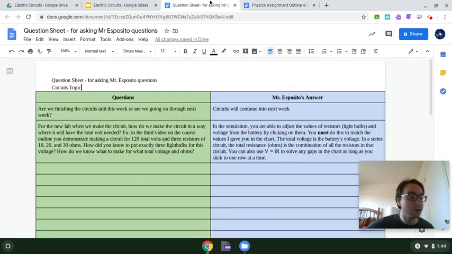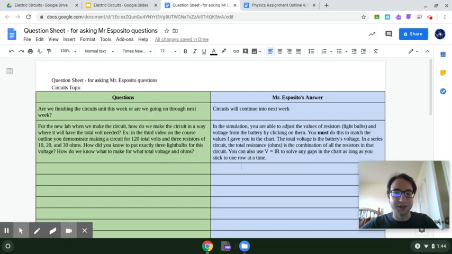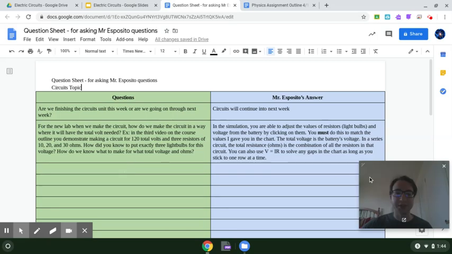But I also made a new question sheet. This one is just more clear. I also wanted to throw away all the older questions that don't pertain to circuits. So you have this in Classroom if you want to communicate and you think your question will help with others. Otherwise, email is always another way to reach out to me.